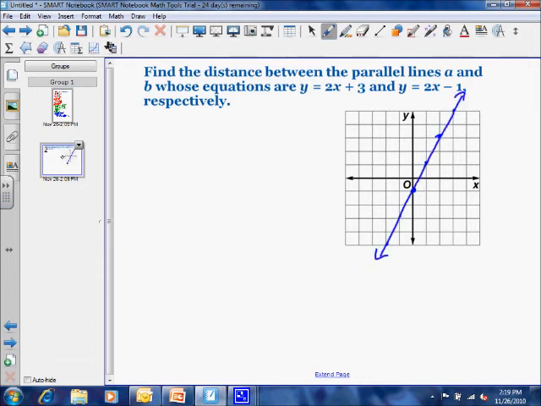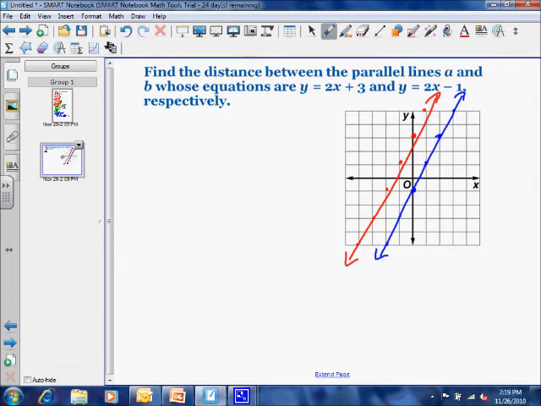My second line I'll draw in red, 2x plus 3, so my intercept is at 3, and I'm going to do the same thing, up 2 over 1, down 2 over 1. So I have the red and the blue lines. I went off there a little bit. Those are my two parallel lines. I need to find the distance between those two lines.